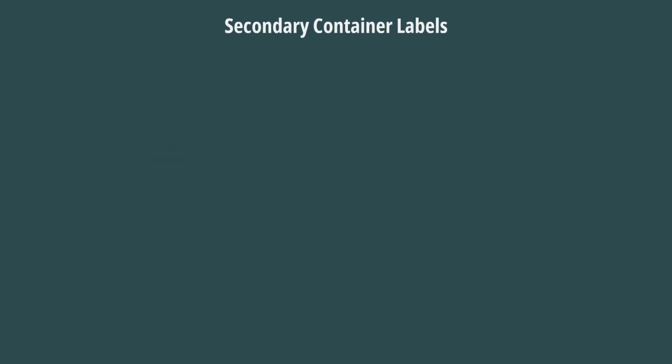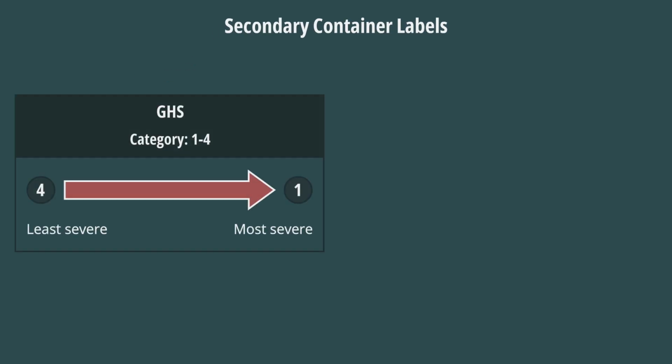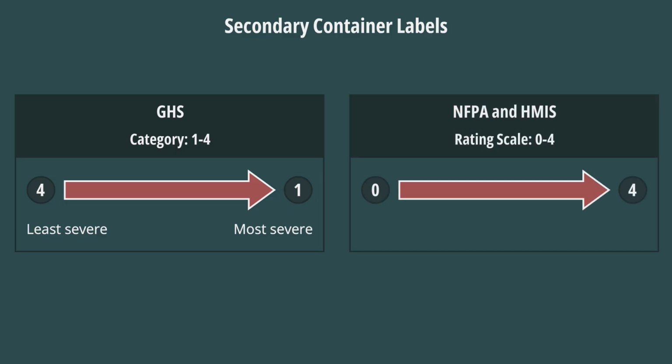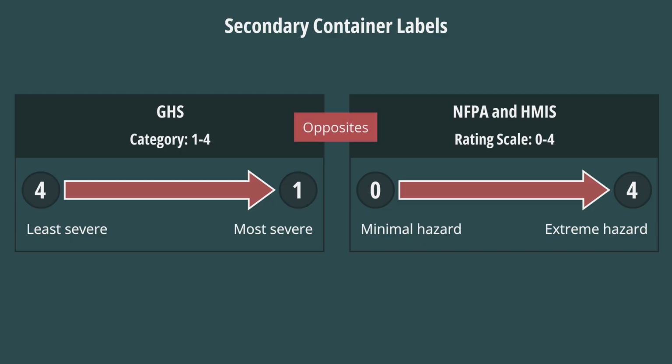the chemical. The GHS hazard categories use a number and letter system where the number 1 and the letter A will always be the most severe hazard. The secondary container labeling systems, NFPA and HMIS, use a hazard rating scale of 0 to 4, with 0 being a minimal hazard and 4 being an extreme hazard, which is the opposite of the GHS hazard categories numbering system. This is very important to remember.